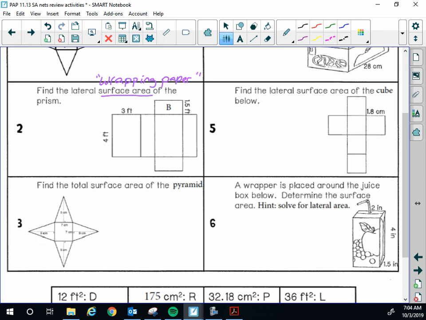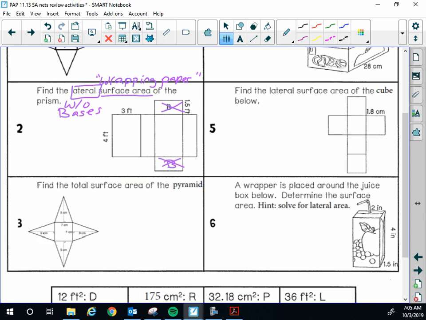And you can see where there's a big B right here. Big B on this one, it's standing for the base. And bases are always opposite from each other. So we're going to go ahead and label that. So because they want lateral, lateral means without the bases. So in this case, we don't want those. So we're just going to X them out.